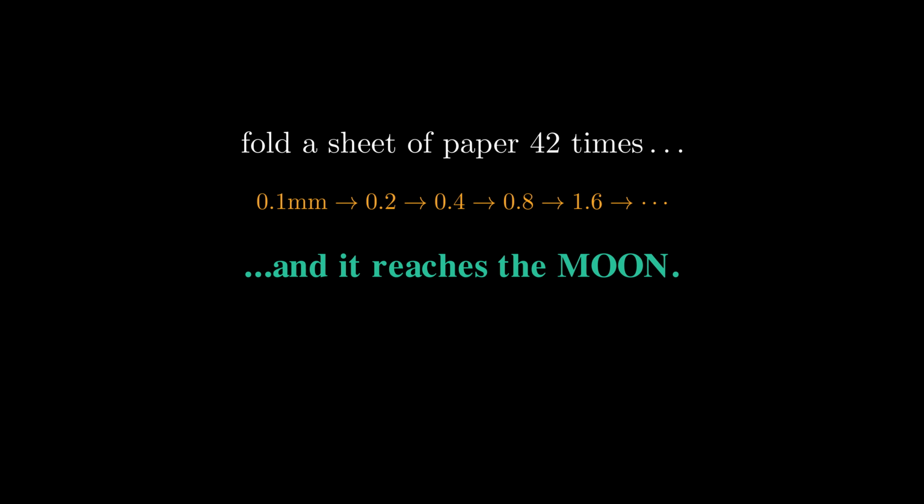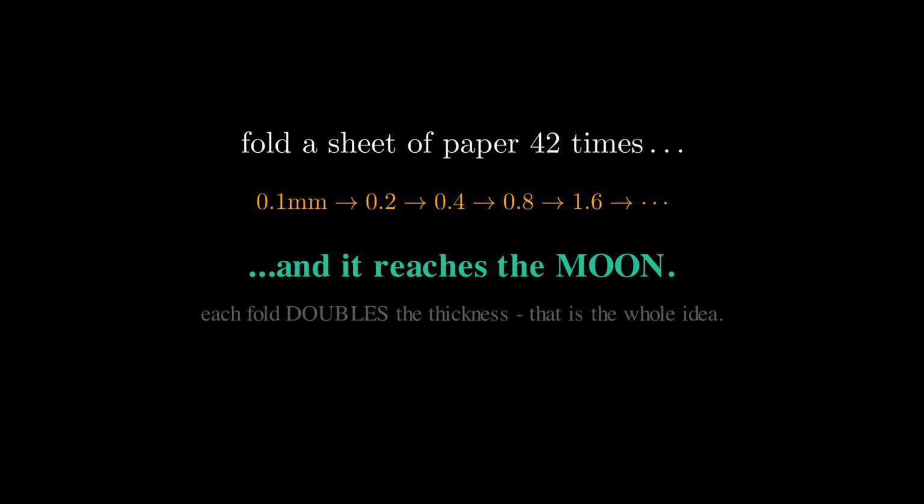The secret is that we're not adding a fixed amount each time. We're multiplying by a fixed amount. That is a geometric sequence. And by the end of this video, you'll own it completely.